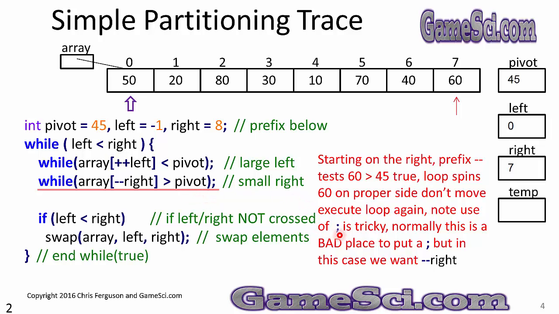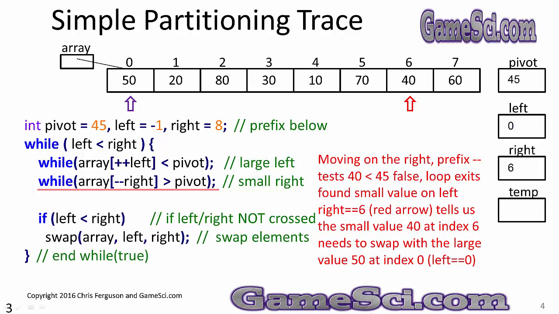Note the use of the semicolon. This is a bit tricky. Normally, this is a bad place to put a semicolon. But in this case, we want to do a minus right again. Since there is this prefix minus right here, this loop will change when it spins back up again. Very tricky code. Don't try this unless you understand what you're doing. The minus right will execute a second time.